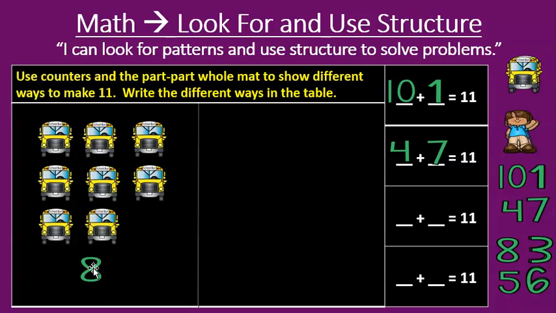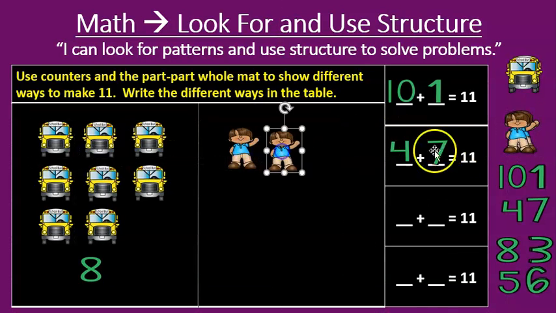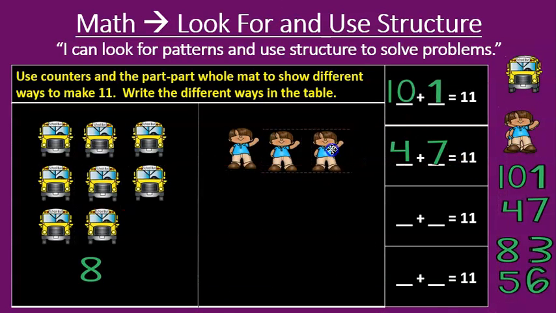Let's do it together. Watch. 8, 9, 10, 11. And there you go, boys and girls. We have enough buses and enough boys to equal 11 now. Now, how many boys are there? Let's count. 1, 2, 3. So I'm going to get 3 and I'm going to put 3 there.